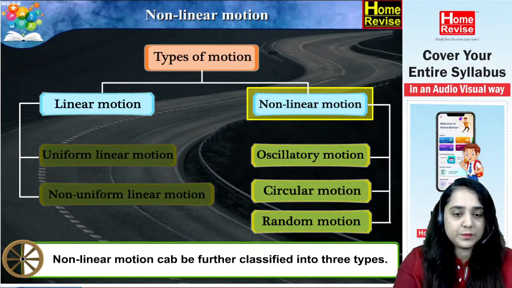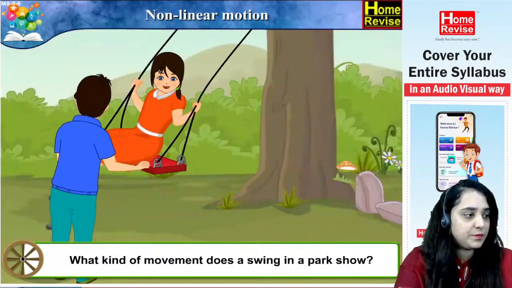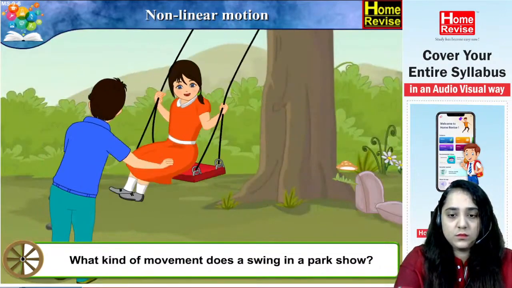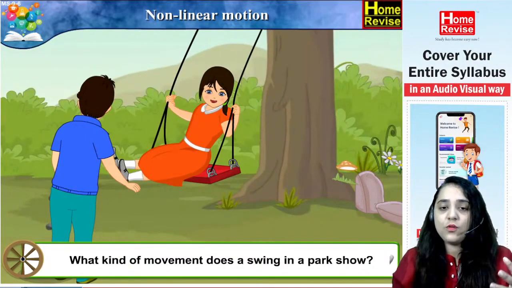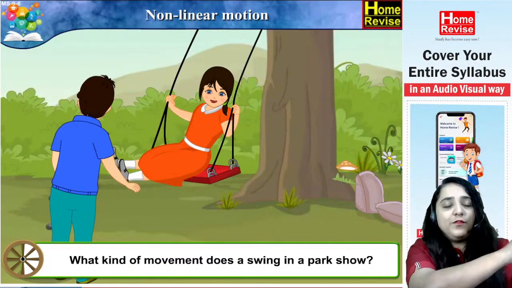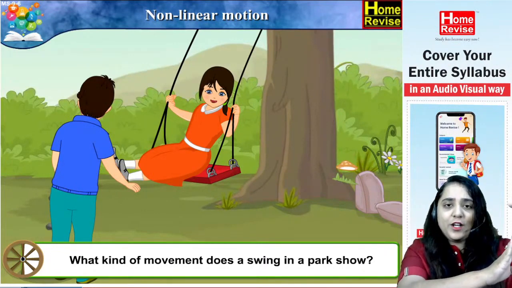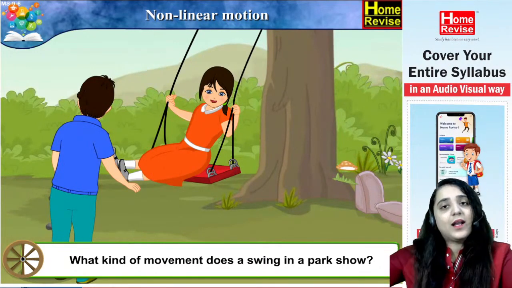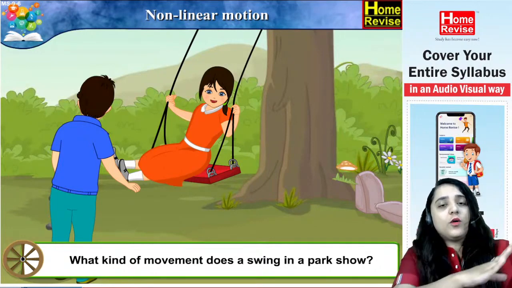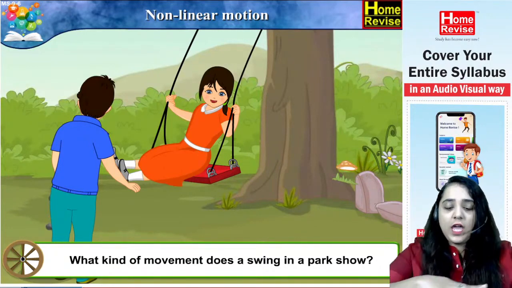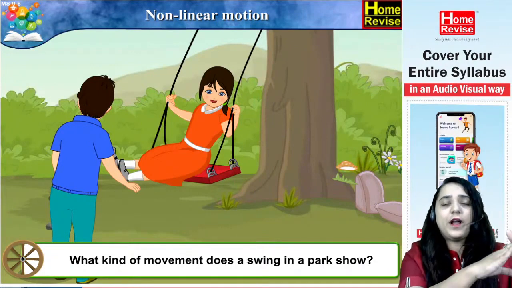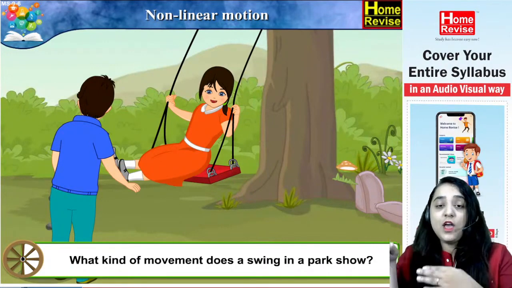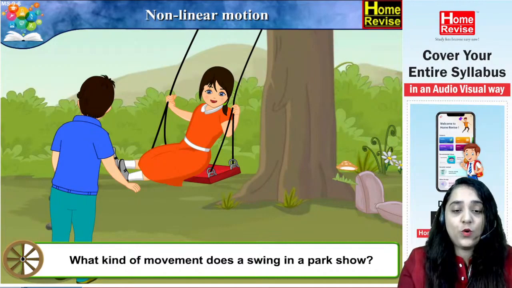Okay? Fine. Students, now tell me, what kind of movement does a swing in a park show? See, when you are on a swing, you move further, and after reaching a particular point, you again move back. And again after reaching a particular point, you again move front. So this stopping at a particular point, then coming back, then again going front, this continues. Fine. What is this type of motion called?